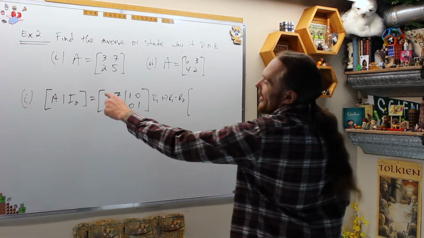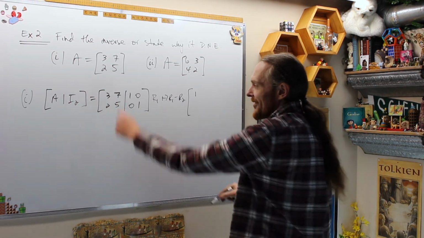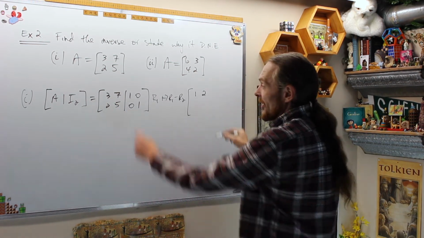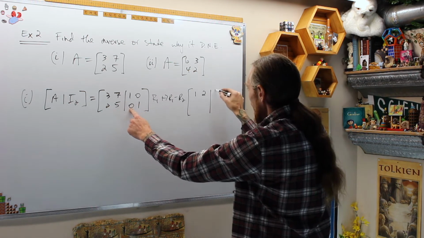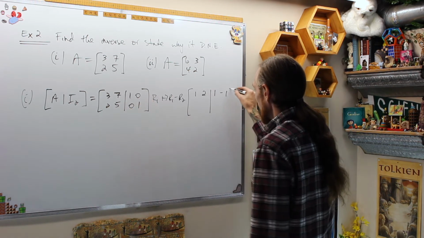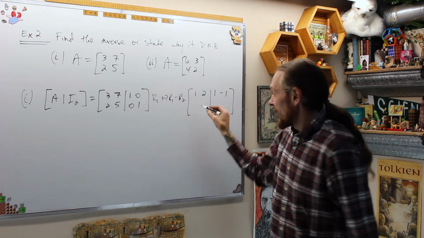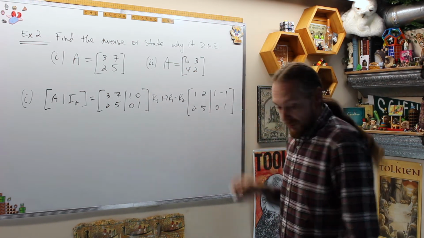That will give me 3 minus 2 is 1. 7 minus 5 is 2. 1 minus 0 is 1. And 0 minus 1 is minus 1. That was a whole lot better. And then we can keep this 2, 5, 0, 1.